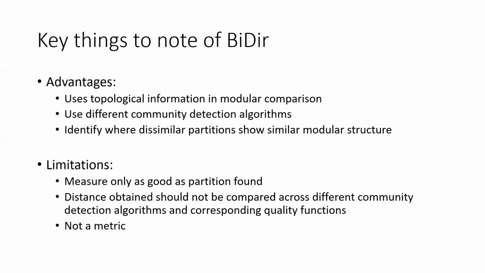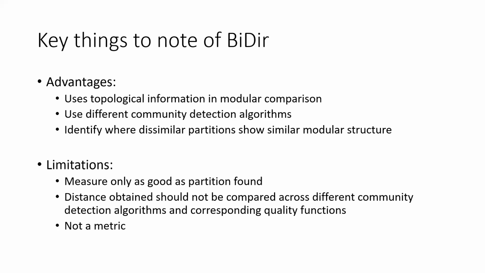Okay, so finally, just to conclude, the key things we want to remind you of about our distance measure are its advantages. It uses the topological information of the graph in the modular comparison. It is also able to be used with different community detection algorithms, but again, these have to work by maximizing or using a quality function. And third, it can identify where dissimilar partitions may show similar modular structure.